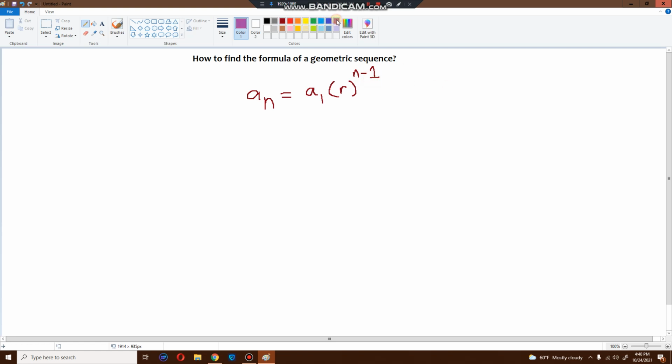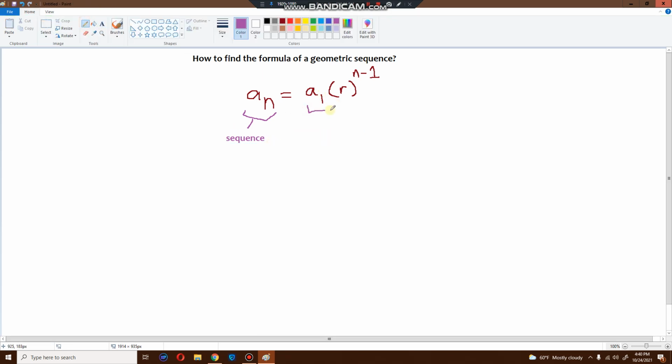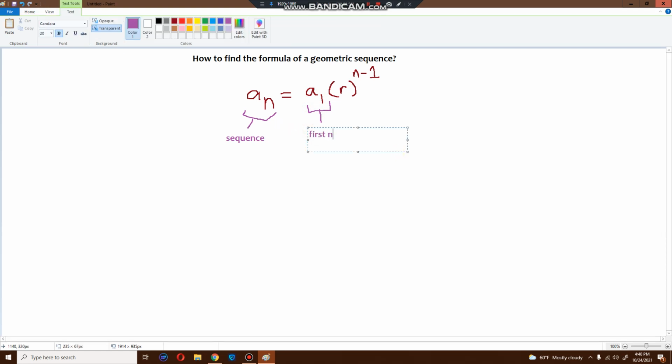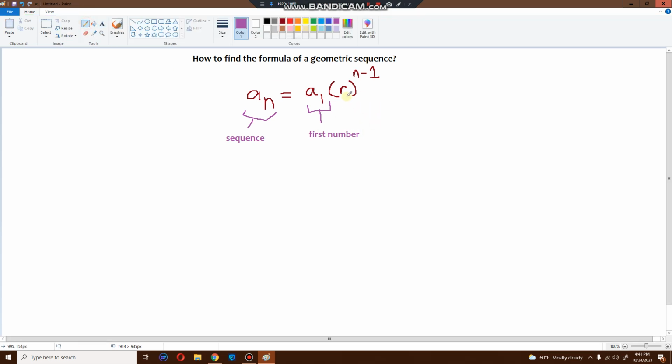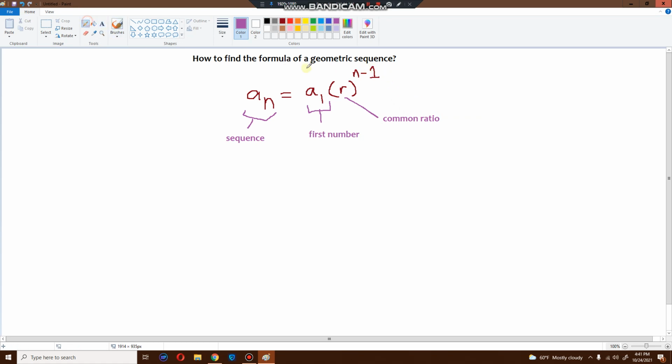Now again, as always, let me explain what everything means. A sub n is just this common symbol meaning sequence. So you don't have to worry about that. A sub 1, if you remember from my previous video, simply means the starting number, the first number in a sequence. Now the magic of this thing is r. R has a special name, and that is called a common ratio. And of course, n, as always, simply means the term number.